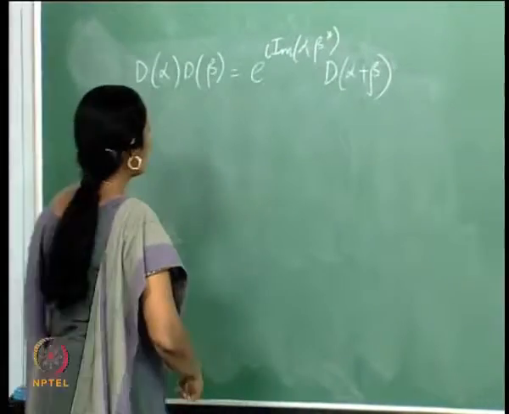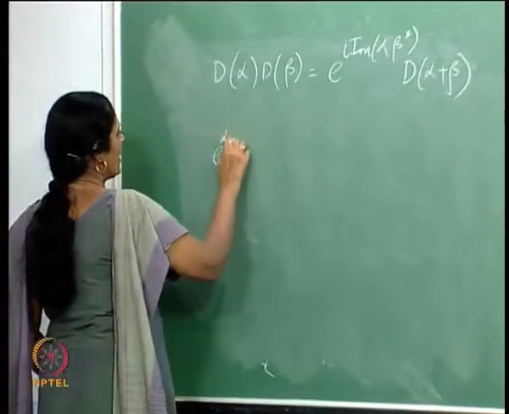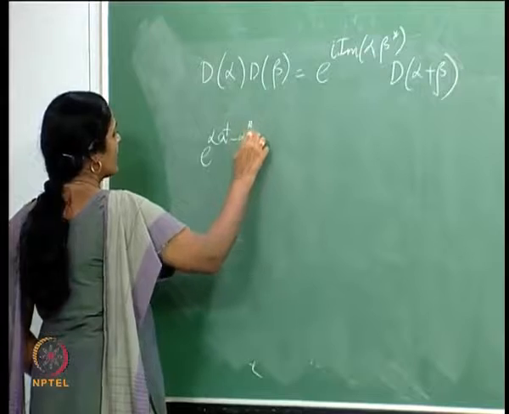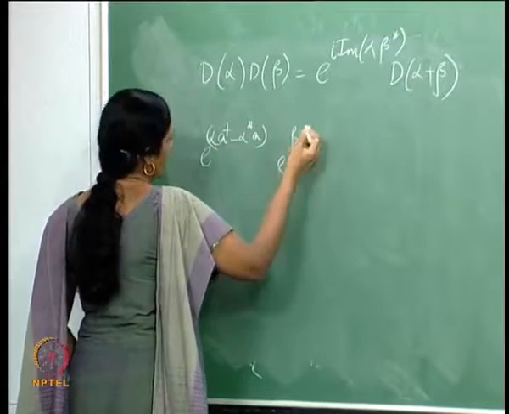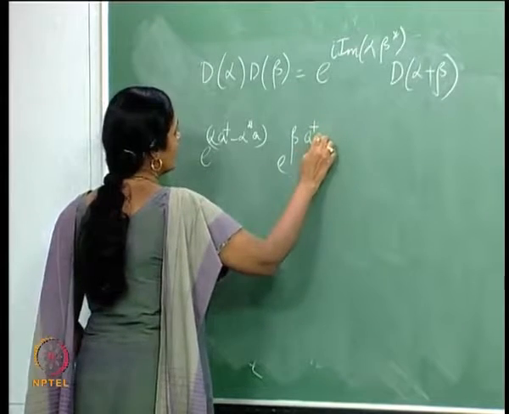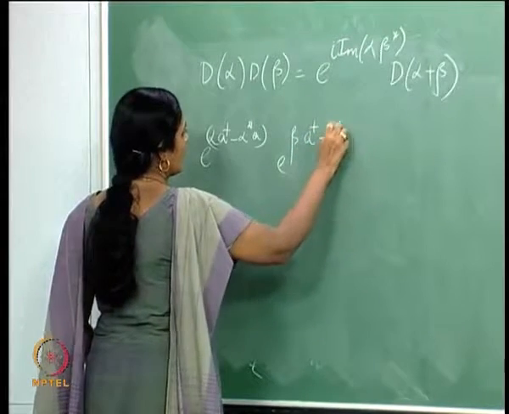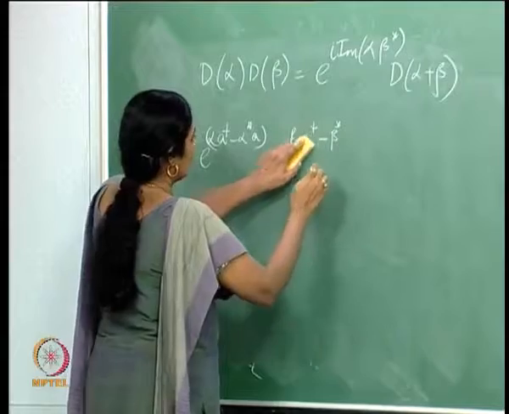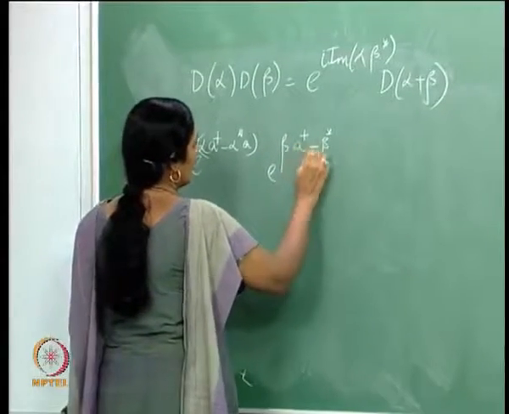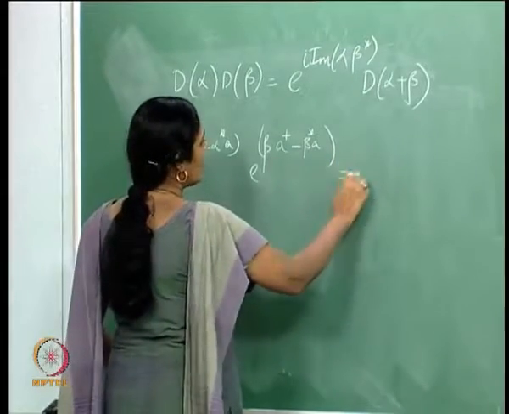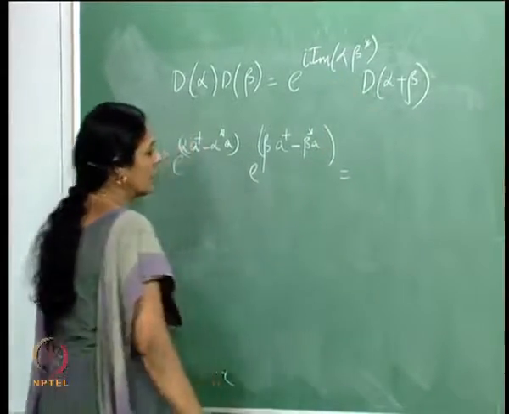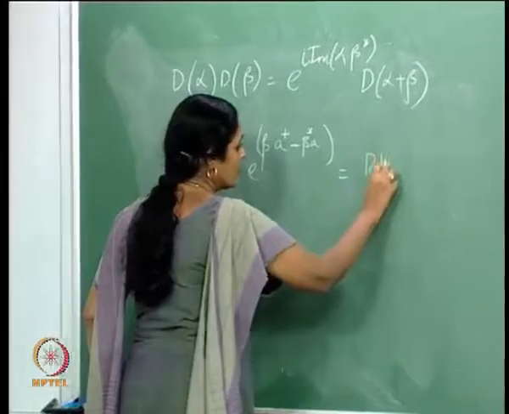So, this is a crucial input because this is e to the alpha a dagger minus alpha star a, e to the beta a dagger minus beta star a, and then that quantity can be written in terms of the right hand side suitably.